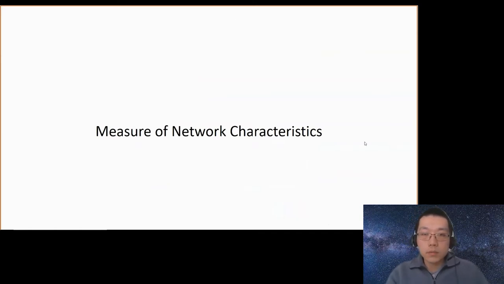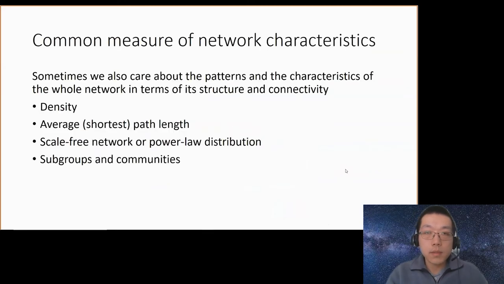All right, so let's see here. Previously we talked about the measures of individuals in the network. But sometimes we also care about the patterns and characteristics of the whole network in terms of its structure and connectivity. And obviously this is another large area, so I only introduced four common ones, which are density, average path length, scale-free network, and subgroups.